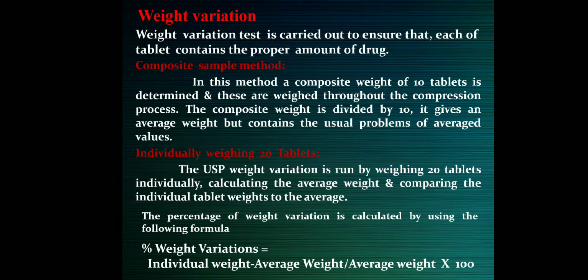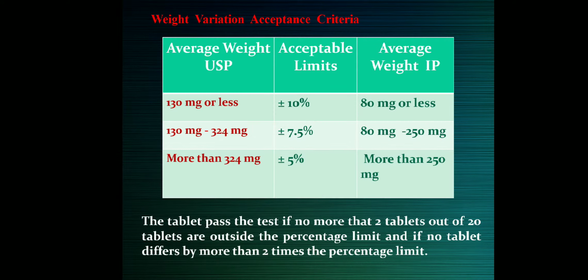The percentage of weight variation is calculated by using the following formula. Percent weight variation is equal to individual weight minus average weight, divided by average weight, into 100. This will give some values whose meaning can be explained by the given standard values. The acceptable values for weight variation are as per the table. They are different for USP and for the Indian Pharmacopoeia, or IP.